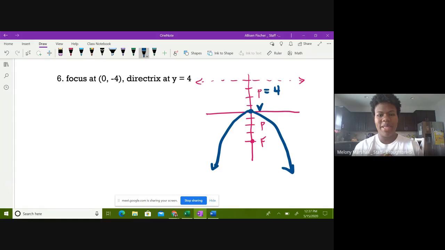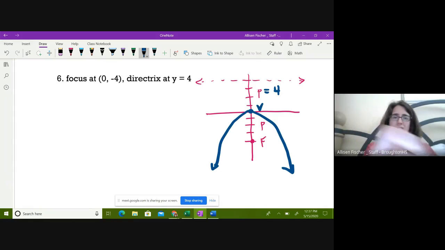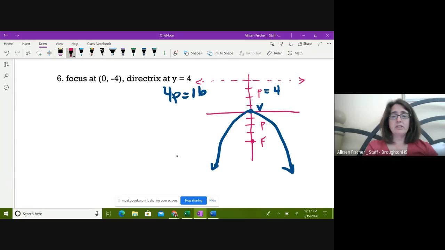So we can find 4p then, huh? Yes, we can. It's so amazing. So 4P is going to equal 16. Then I think you got enough information to write your equation. So it's opening down, so it's going to be a y equals. It's going to have a negative since it's opening down.